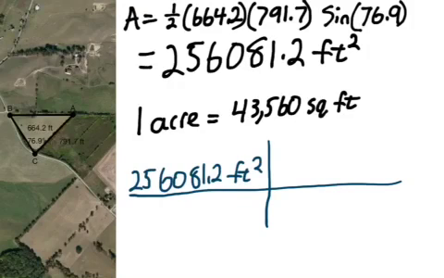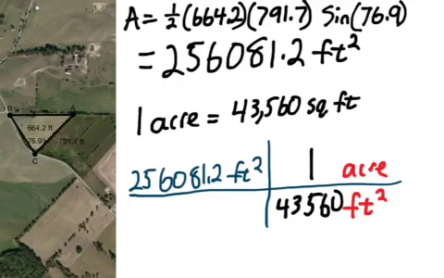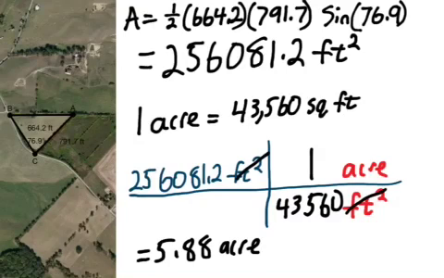256081.2 feet squared, setting up my factor label. I'm going to put feet squared on the bottom so it will cancel out my units and convert. I'll put an acre on top and put my correct conversion in between. So 1 acre was 43,560 feet squared. This will cancel out the feet squared unit, and I multiply the top. 256081.2 times 1 is 256081.2. Then I need to divide that by 43,560. And when I do that, I get about 5.88 acres.